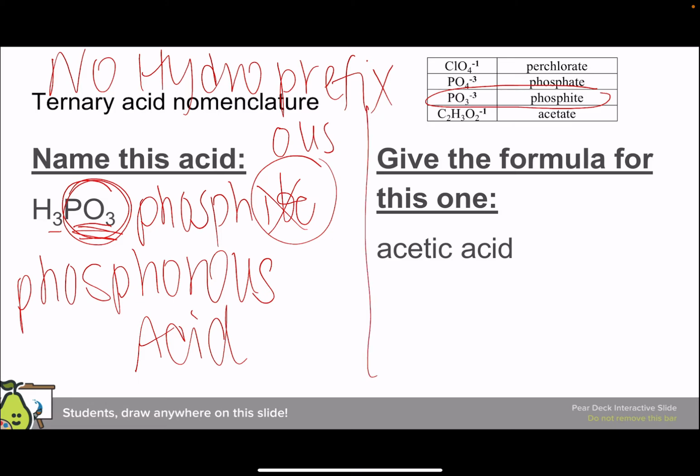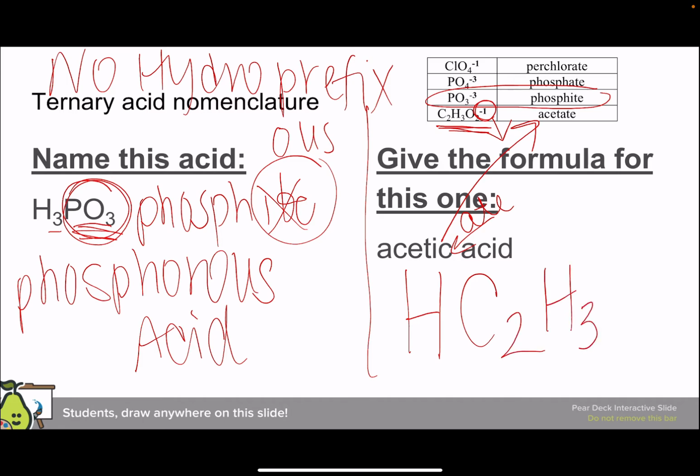Now, if we had to give the formula for this, we see acetic acid. Because there's no hydro prefix, we know we need to go to our polyatomic, and we know that ate goes to ic. So we see C2H3O2, and remember that this charge tells us how many hydrogens, so we would see it as H, C2H3O2 for it.